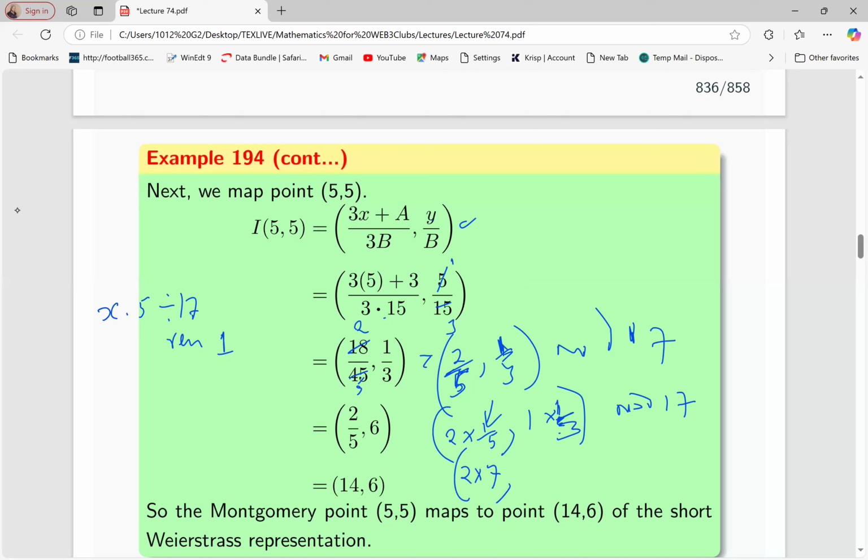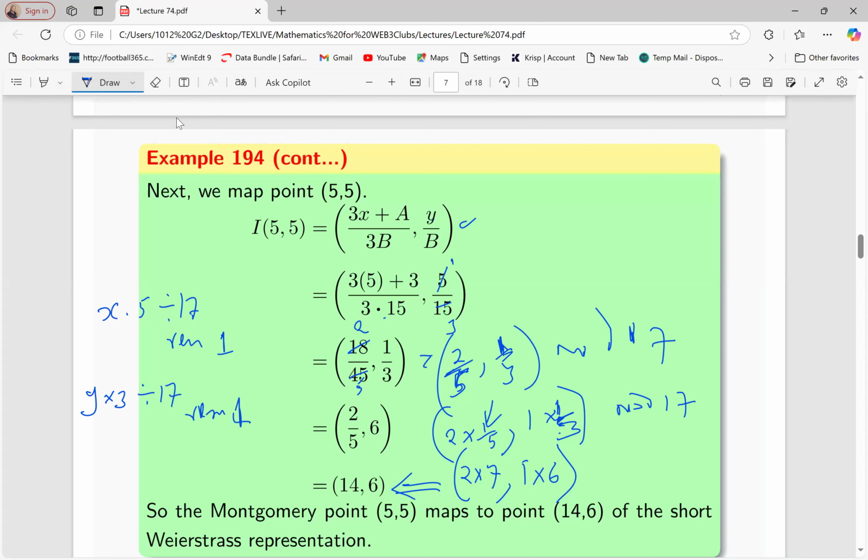Then what about the inverse of a third? I'm looking for a number which, when multiplied by 3, then divided by 17, will give you a remainder of 1. So I claim that this number is 6. Why 6? 6 times 3 is 18. 18 divided by 17, the remainder is 1. So again, this is 1 times 6. And that gives you 14.